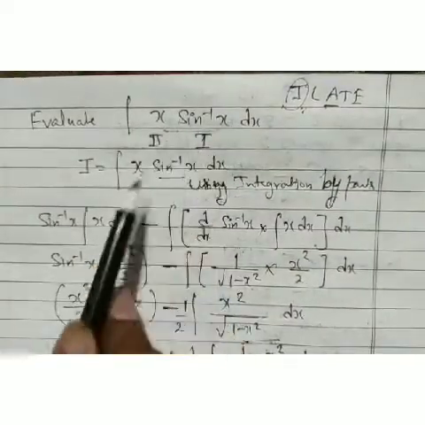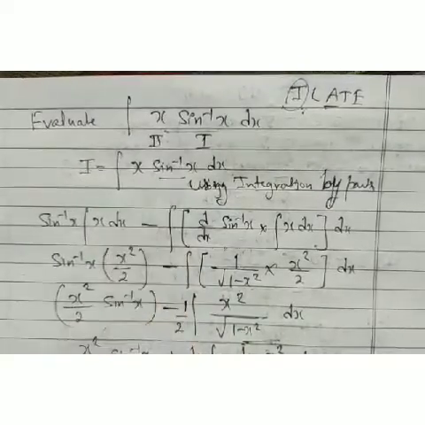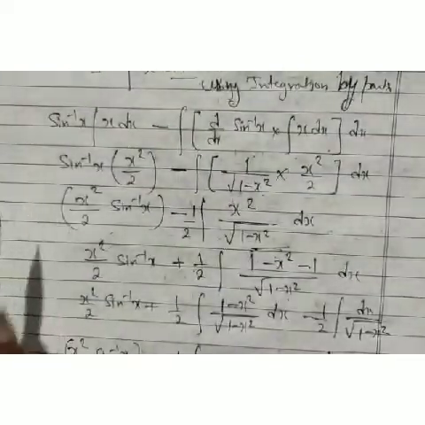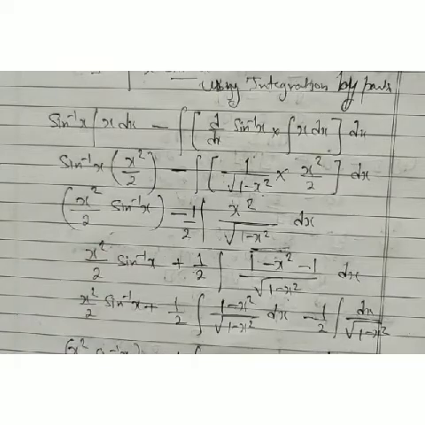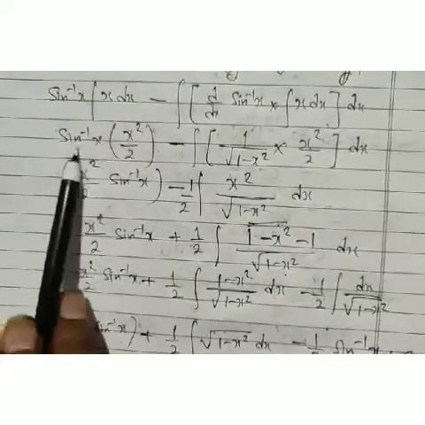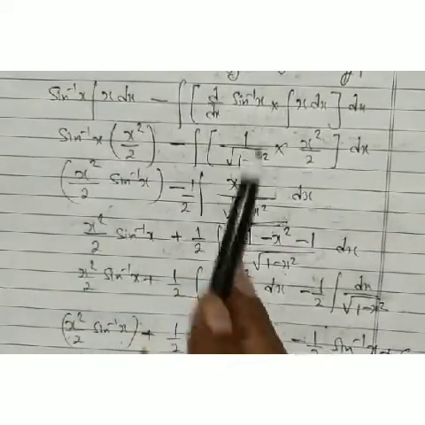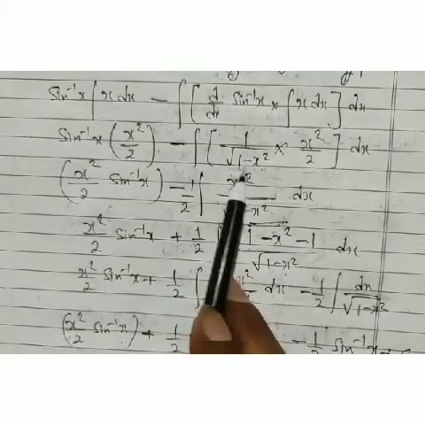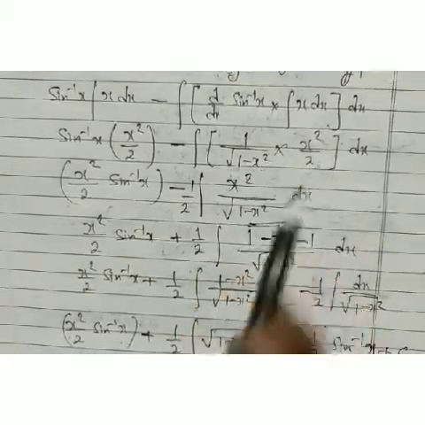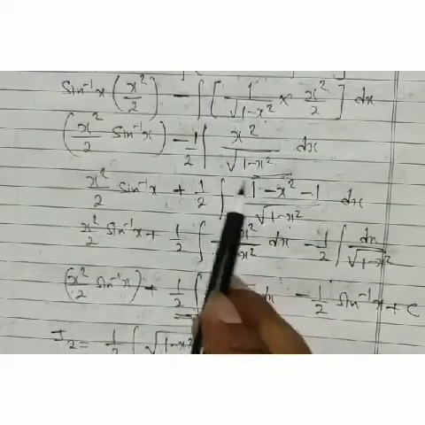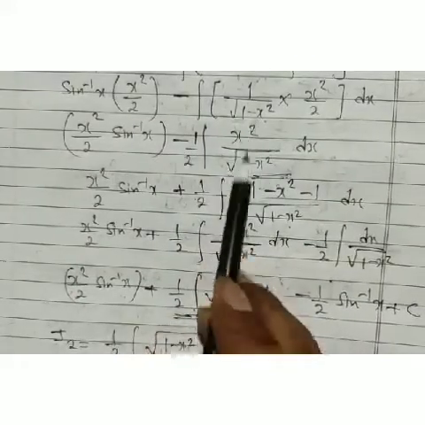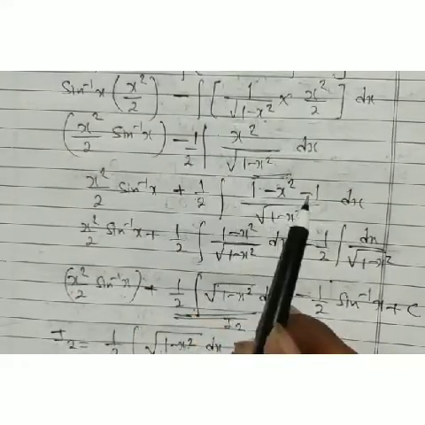For x sine inverse x, we have taken x as our second function and sine inverse as the first function. Then we use integration by parts. Applying it, we get sine inverse x times x square by 2 minus the integral of the derivative of sine inverse, 1 upon under root 1 minus x square, into x square by 2. Then after that, we used an algebraic identity, adding 1 and subtracting 1.